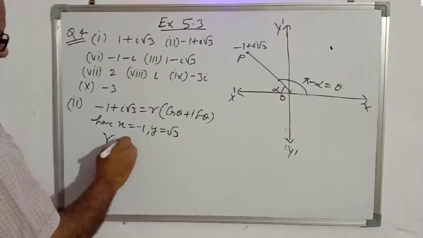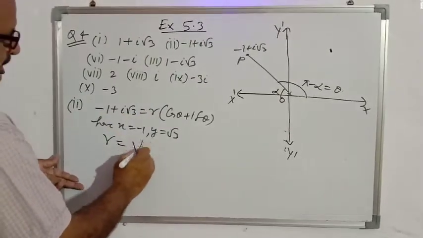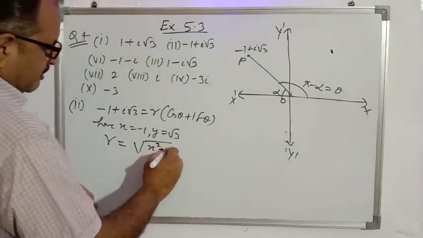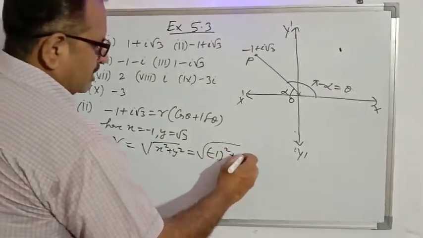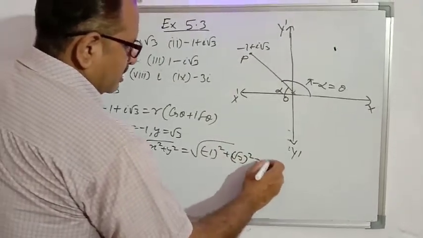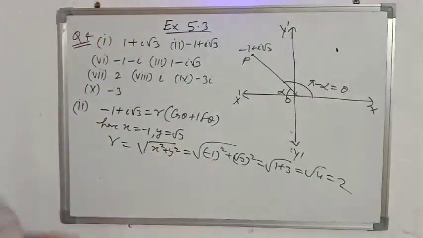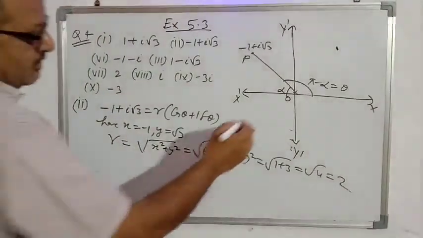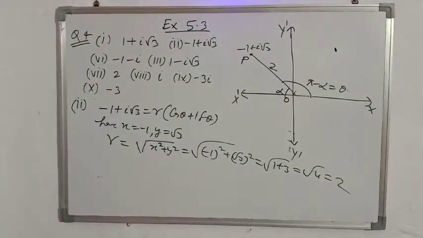So how will we find r? R means the modulus of this complex number. So r means under root x square plus y square, minus 1 square plus root 3 square, 1 plus 3, root 4, it is 2. So the value of r will be 2. R means OP, it is 2 units. Now we have to find theta.